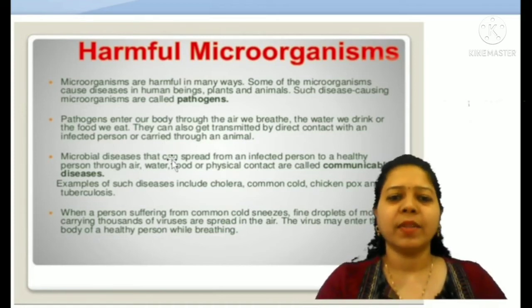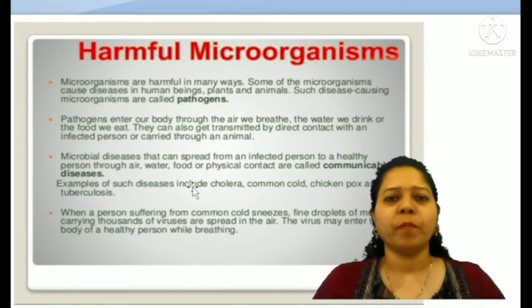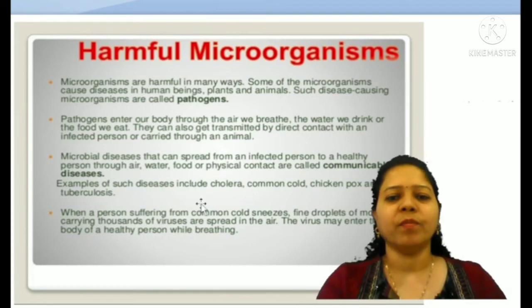Microbial diseases that can spread from an infected person to a healthy person through air, water, food, or physical contact are called communicable diseases. The diseases in which microorganisms or pathogens enter from an ill person to a healthy person through air, water, food, or direct contact are known as communicable diseases. Some examples of communicable diseases are cholera, common cold, chickenpox, and tuberculosis. These are the different examples of communicable diseases.